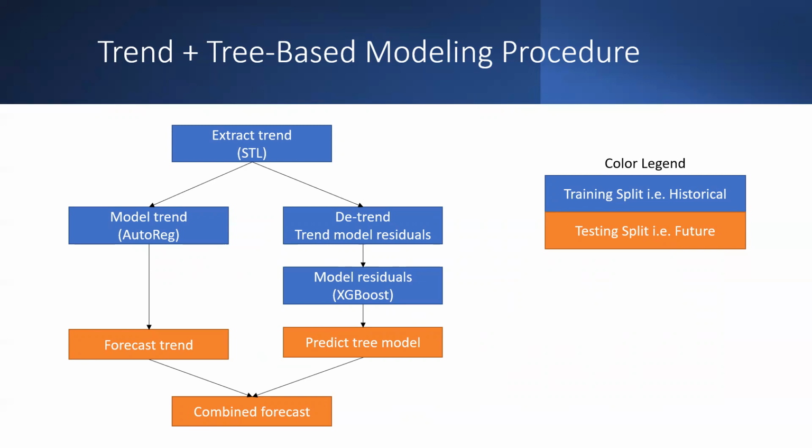So the first thing we do is we decompose the time series using STL. Then we fit an auto-reg model to that trend. We also use the trend to extract the residuals of the trend model, if you will, and feed that to our XGBoost or tree-based model. Then we make two separate forecasts, one for the trend, kind of the long-term forecast, and then the tree-based model makes a prediction on all the cyclic patterns and all the other, basically the residual. And then our overall forecast is adding those two together.